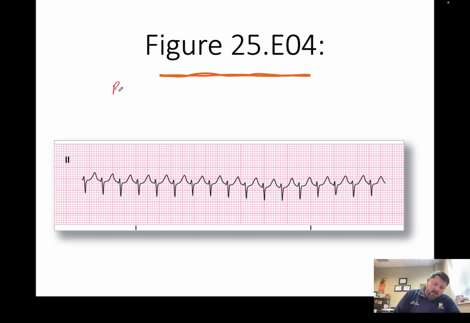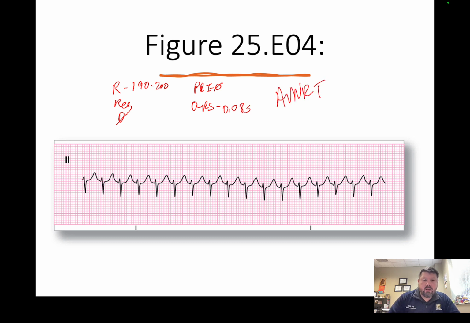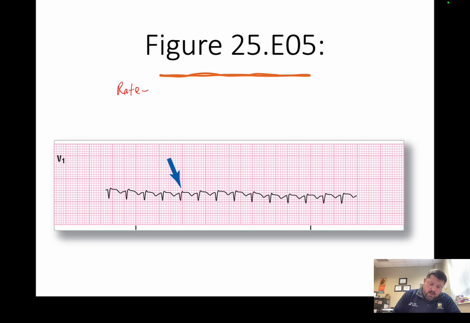My rate is around 190 to 200. Rhythm is regular. No P wave. No PRI. QRS is 0.08 seconds. AVNRT.